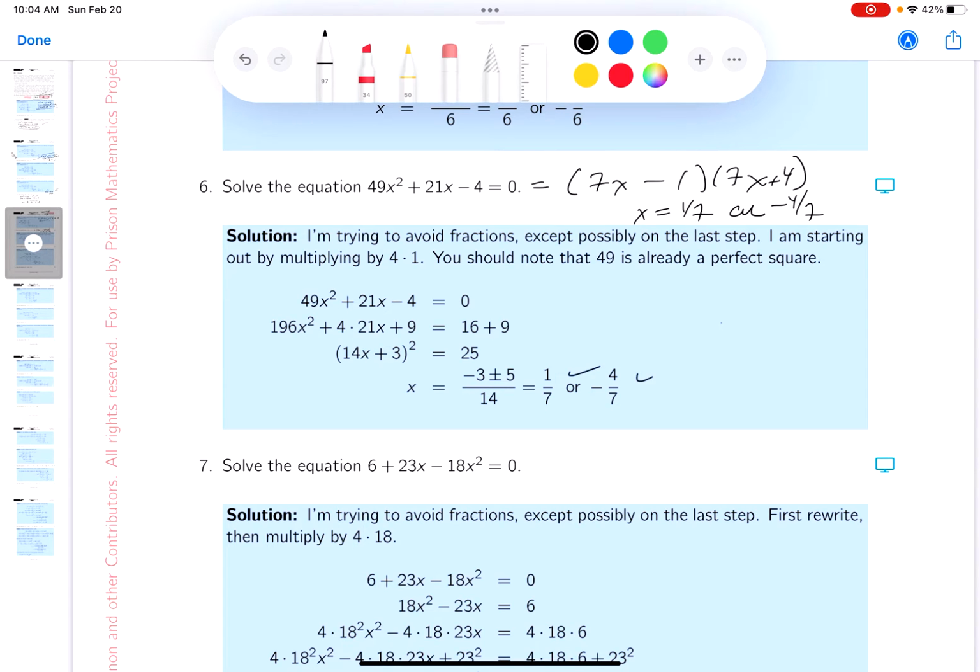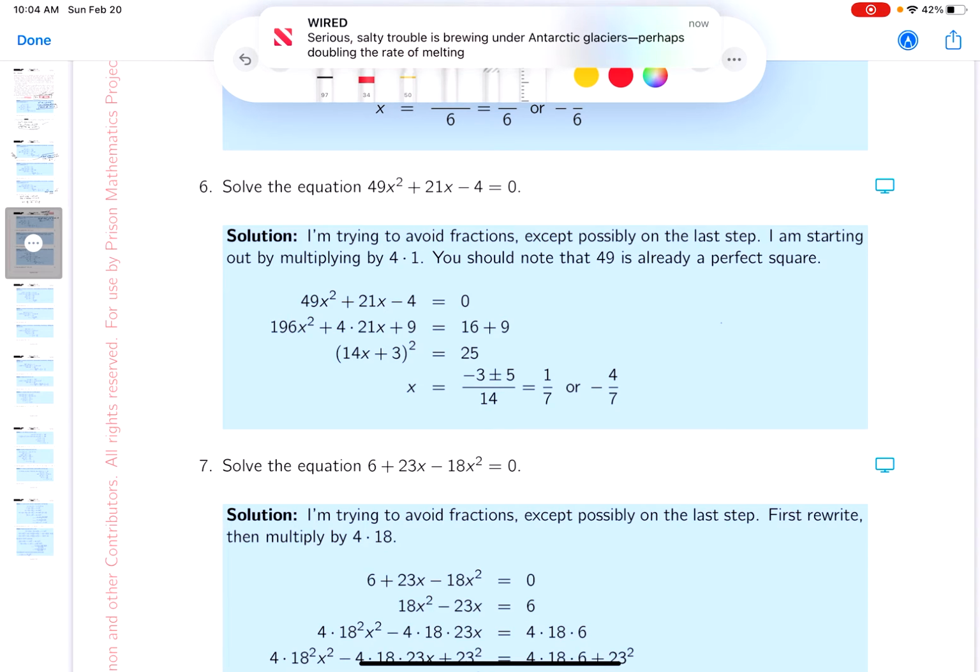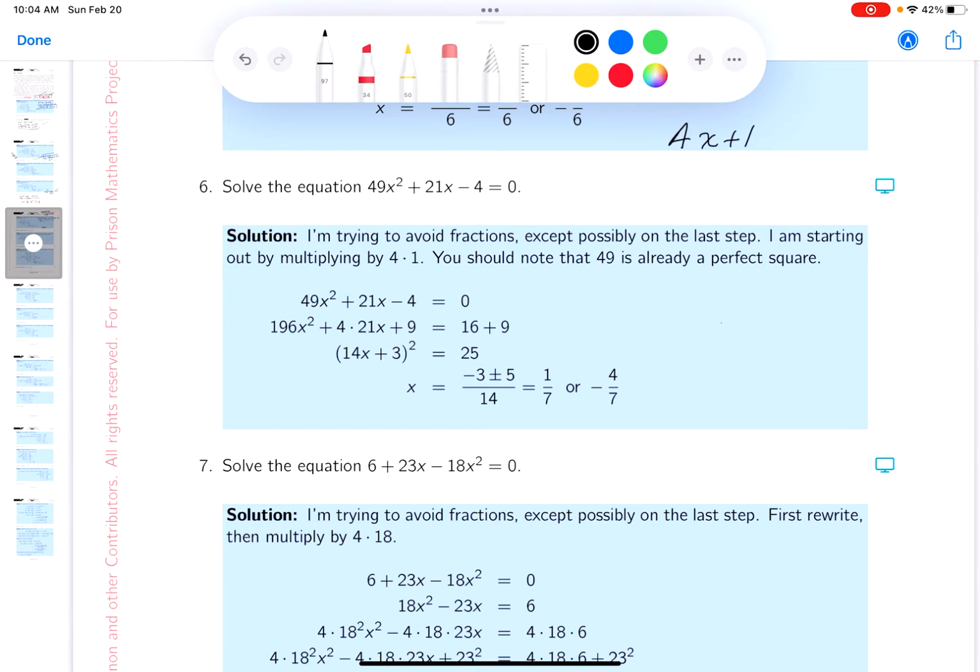Are those answers listed? Of course they are. But that's not the point of this section. The point of this section is to recognize a pattern. And I want to point out what pattern they're trying to recognize here. The pattern they're trying to recognize is this one over here, that ax plus b, when squared, would give you a squared x squared plus 2ab plus b squared, right?